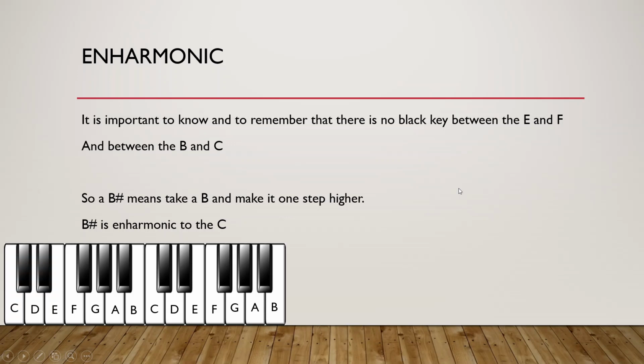It's important to know and to remember that there is no black key between E and F and between B and C. So, and this might be a bit difficult, but B sharp means we take a B, make it one small step higher, and we get to the C. So B sharp is enharmonically the same as C. It is the exact same note. And F flat is the same as E. Those are just two notes that you spell differently, but they sound the exact same.